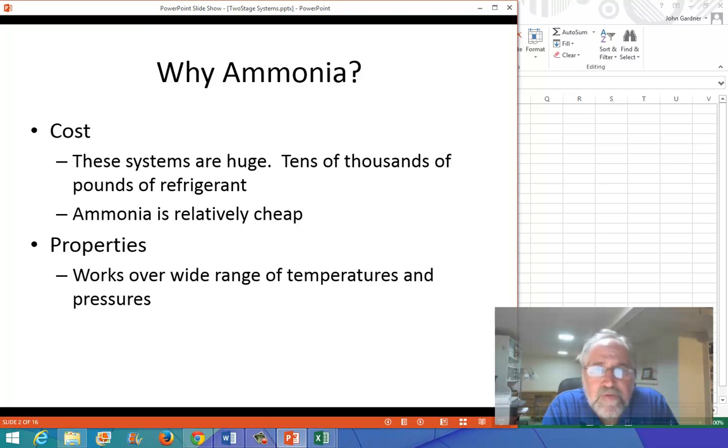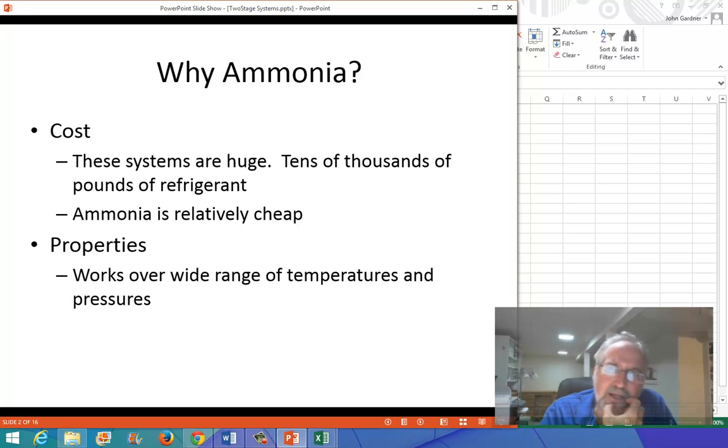So why ammonia as opposed to R22 or R134a or R410a? Mostly cost. These new refrigerants, these halocarbons, chlorofluorocarbons, are very expensive. They're all synthesized to very specific chemical specifications. The systems we're talking about are huge. They'll have tens of thousands of pounds of refrigerant, so the cost of the refrigerant itself is very important. Ammonia can be produced at large, industrial scale. They've been doing it for decades, and it's relatively cheap. And it has the right thermodynamic properties.